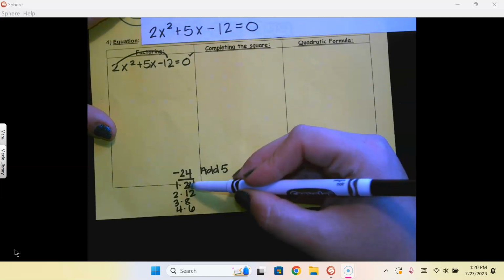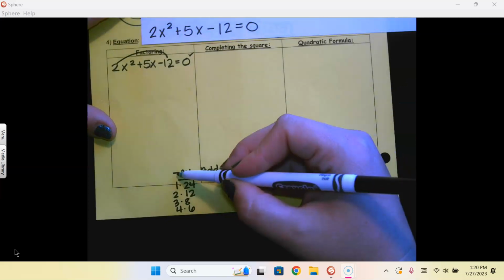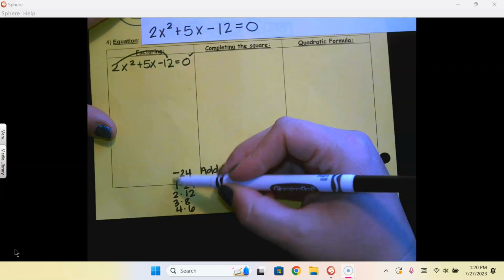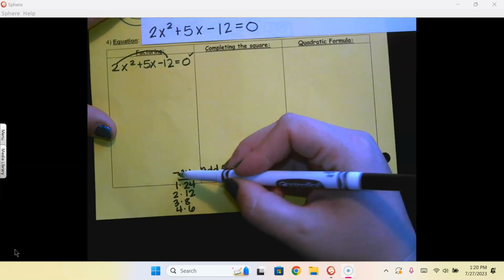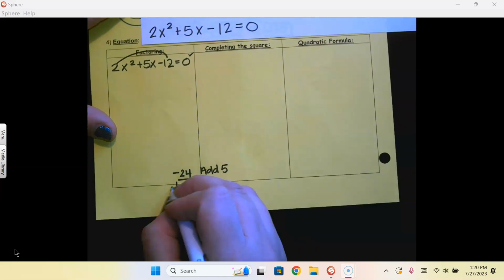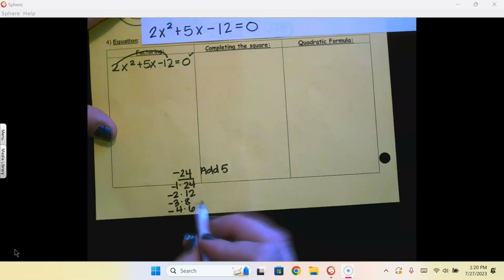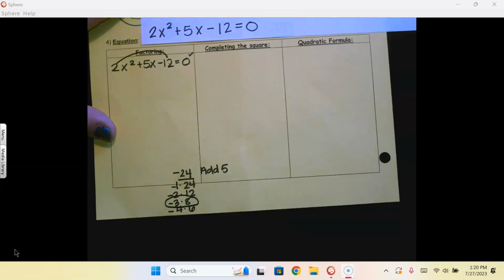Okay, so since it has to add to a positive, I know the bigger number is positive, and the other number, the smaller number, is negative, because a negative and a positive make a negative, but it has to add to a positive. So that's how I know the smaller one's the negative. And then I would see that negative 3 and 8 would add to 5, and they multiply to negative 24.